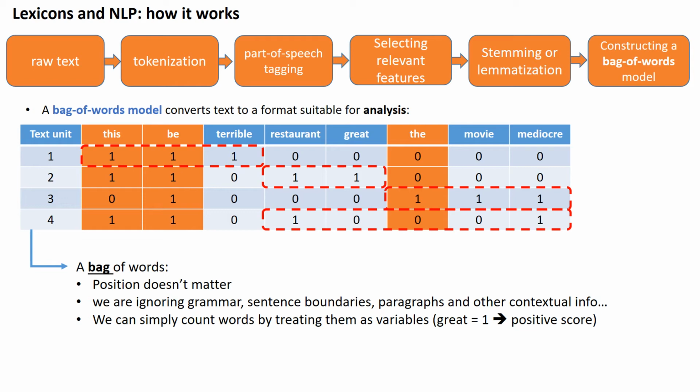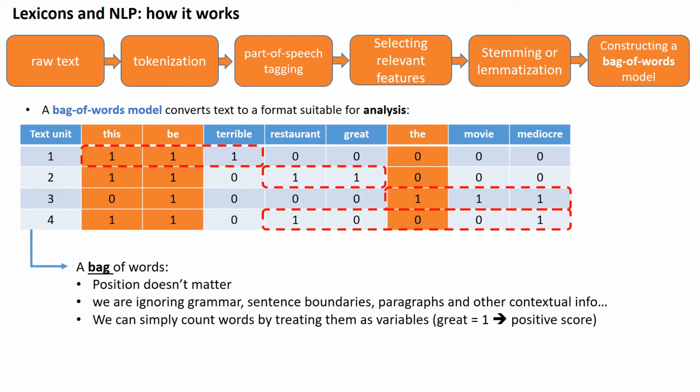It scores 1 on the columns this, be, restaurant, and great. You could construct a sentence from these 4 words, like "this restaurant is great." This is probably the sentence we're talking about here. You can see in this bag-of-words model that the position doesn't matter. It only indicates whether a certain word is present in the text or not. That's about it. It doesn't care about the order of the words, which is a hefty limitation of the model. And it's a simple model because of this reason. We are ignoring grammar, sentence boundaries, paragraphs, and other contextual info.